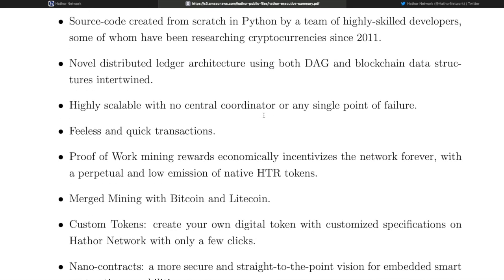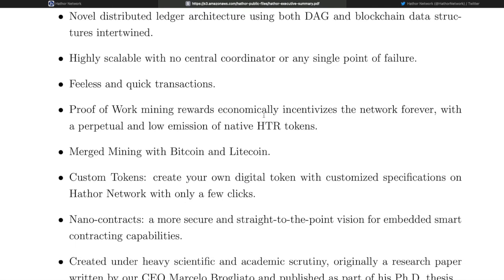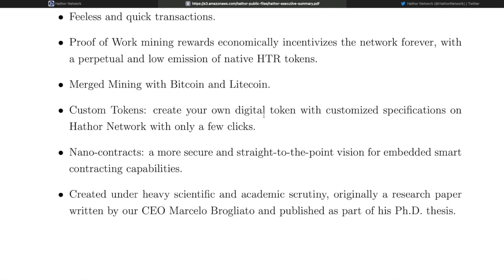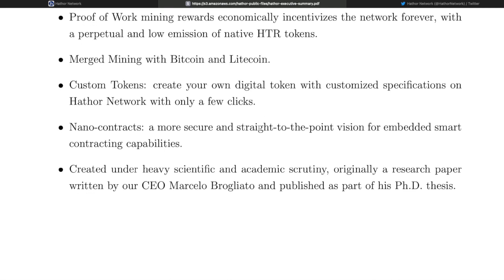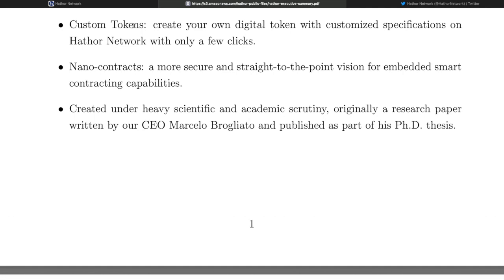Novel distributed ledger architecture using both DAG and blockchain data structures intertwined. Highly scalable, no central coordinator or any single point of failure. Feeless and quick transactions. Proof of work mining rewards. Merged mining with Bitcoin and Litecoin. So that's confirmed there. Custom tokens. Create your own token, customized to your own specifications with a few clicks. So guys, check out Hathor Network. Created under heavy scientific and academic scrutiny. Originally, a research paper written by the CEO Marcelo and published as part of his PhD thesis. Check out Hathor Network.